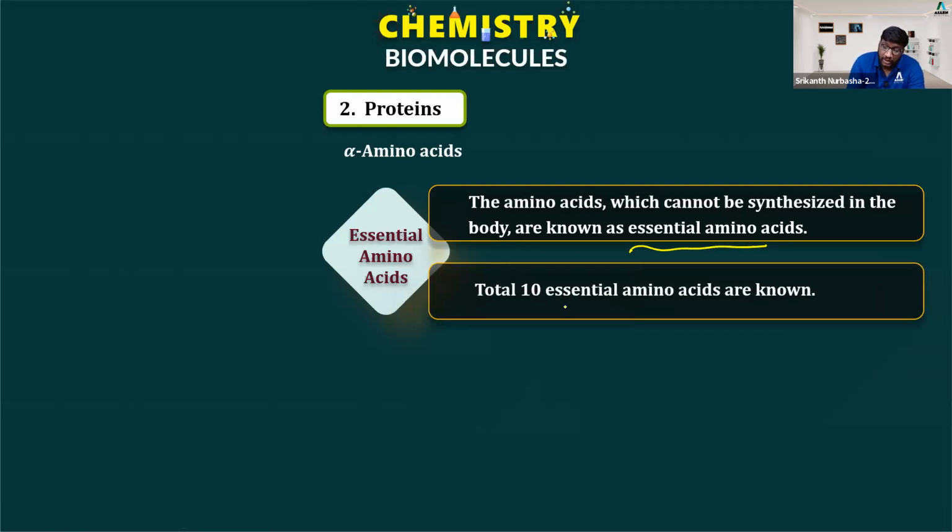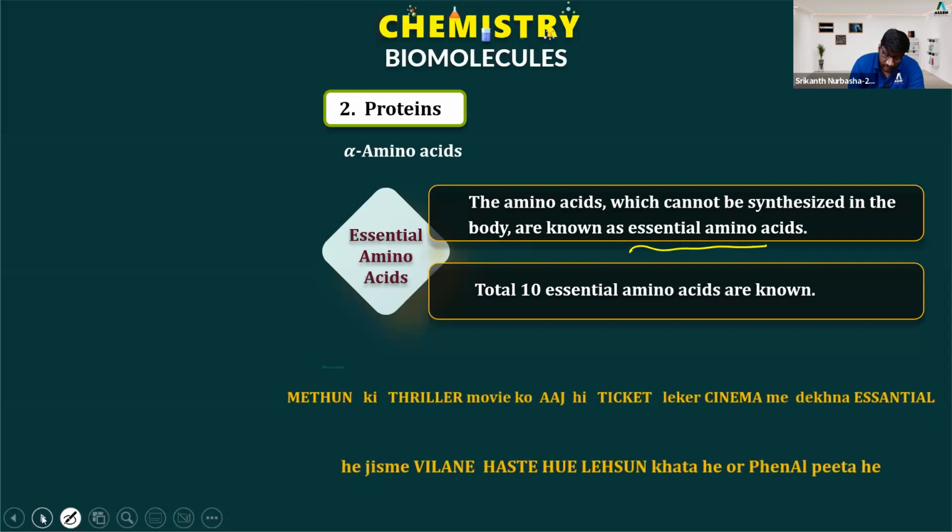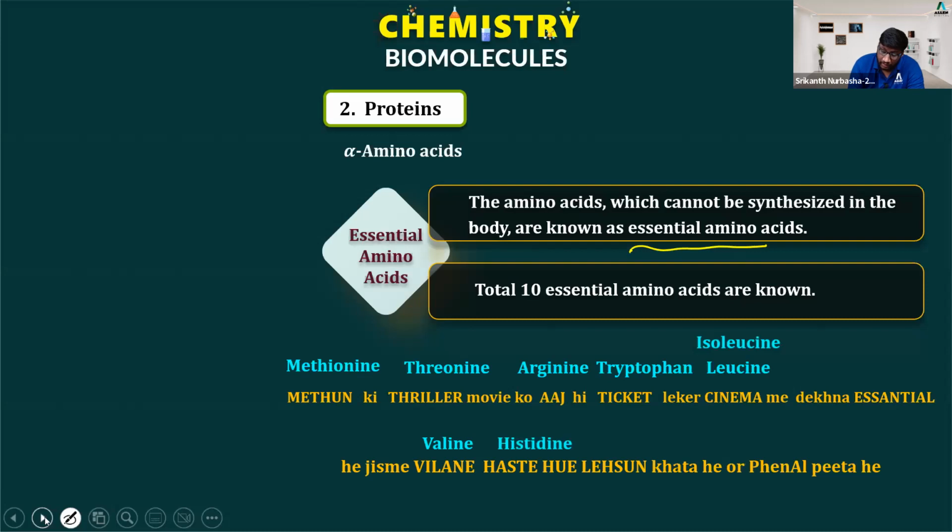There are a total of 10 essential amino acids and they are given as this. Okay. Methionine, threonine, arginine, tryptophan, leucine, isoleucine, valine, histidine, lysine, and phenylalanine. You can neglect whatever has been written at the bottom. So these are the 10 essential amino acids, and you can remember these 10 names, and the remaining other amino acids are going to be non-essential amino acids.